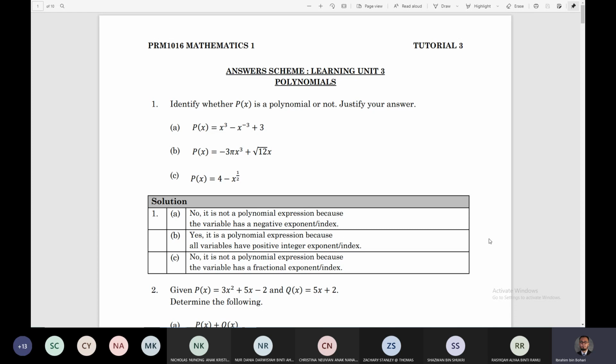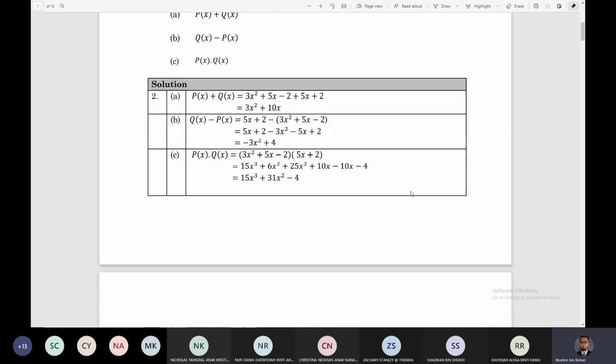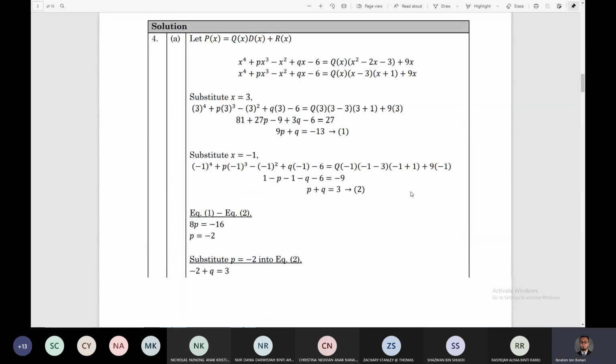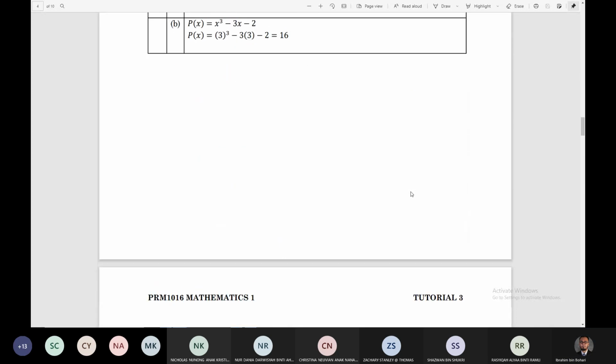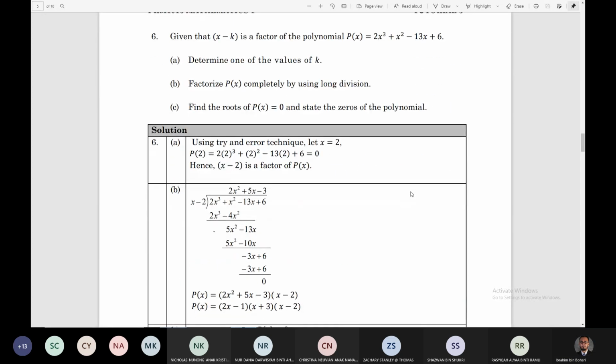Okay, kita teruskan sahaja. LU3 Polynomials, question 1 to question 10. Question 1 to 5 lepas ini. Okay, question 6. Kalau you all ada sebarang soalan, you all boleh letak dalam chat meeting dan saya akan jawab lepas ini.